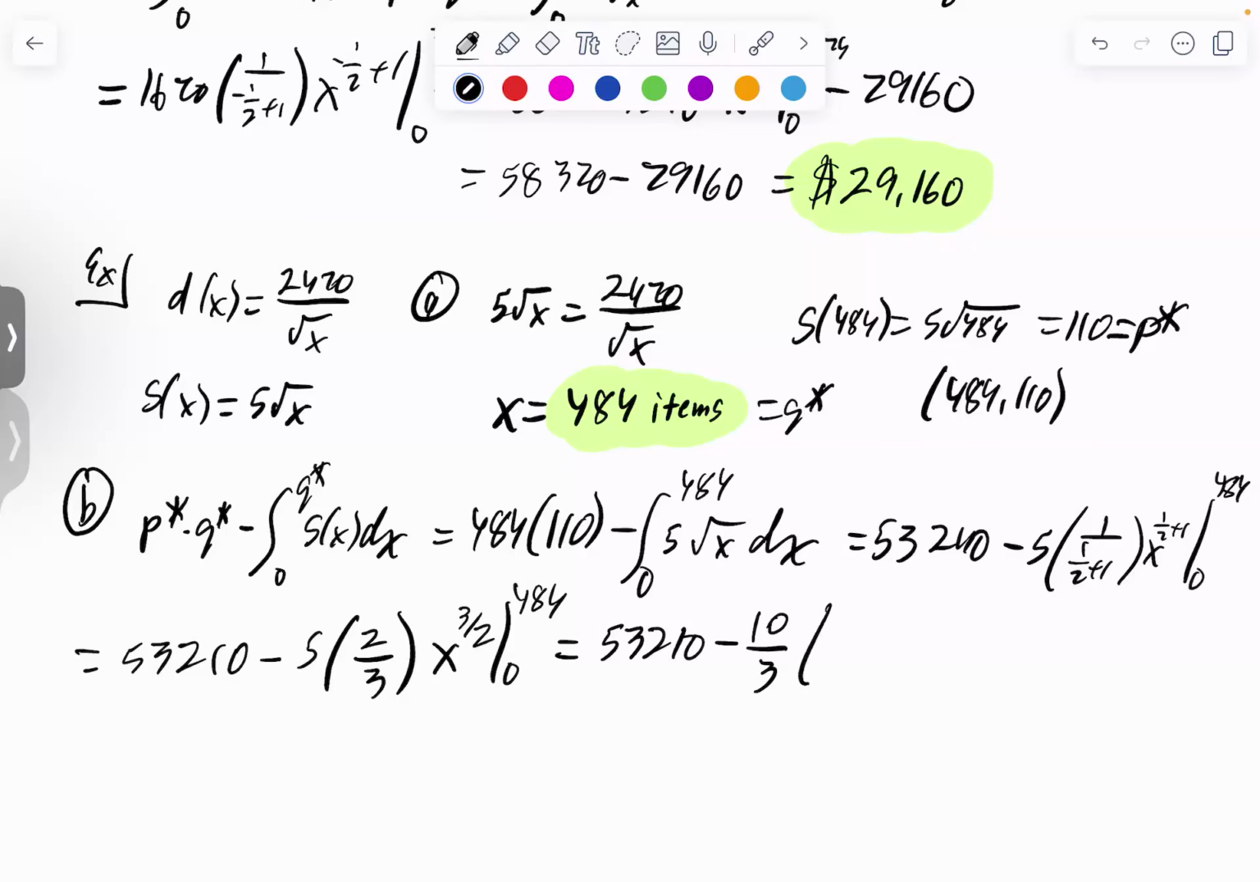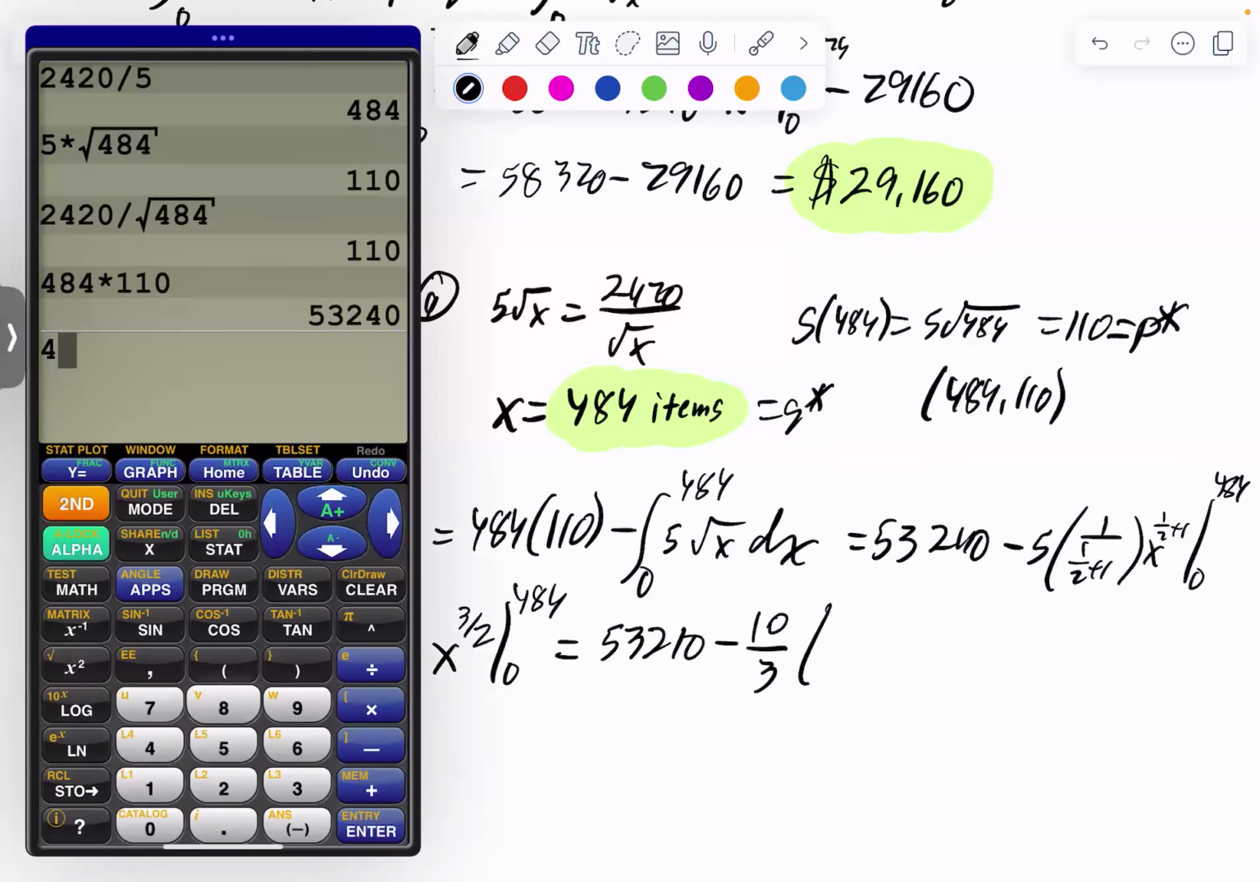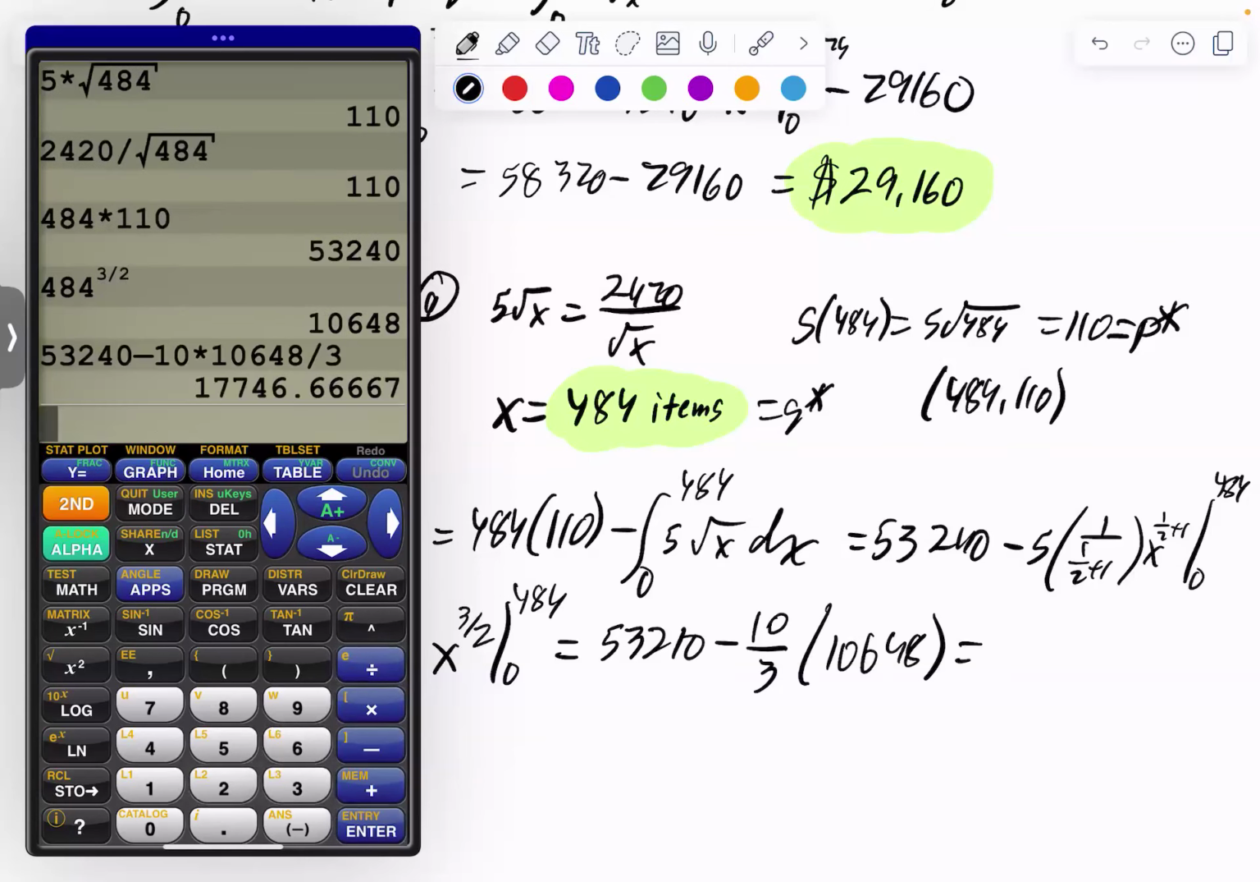However, I am going to do 484 to the 3/2. 484 raised to the 3 divided by 2 power gives us 10,648. And let's see. So 53,240 minus 10 times 10,648, all divided by 3. Let's see what our grand total is. So we're going to have to do some rounding off. We're going to get $17,746.67. And that is our producer surplus.